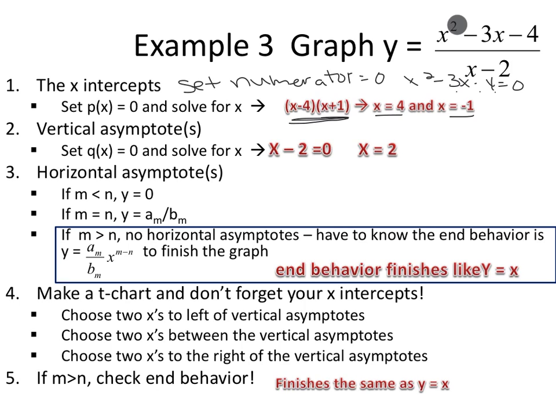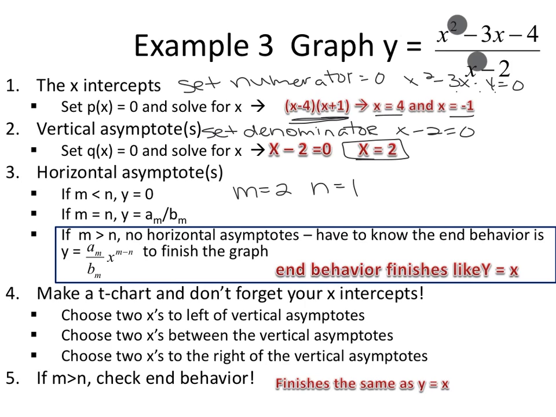Now we have the vertical asymptotes. Those come from setting the denominator equal to 0. Again, this is just like following a recipe when you cook. You're just going step by step by step. So we have x minus 2 equals 0, solve, and we're like, yay, we got x equals 2. And then we look at the degrees. So the top degree, m, is equal to 2. The bottom degree would be here, but it doesn't have a degree showing, so that means n is equal to 1. Right? So we're going to plug these into our equation.